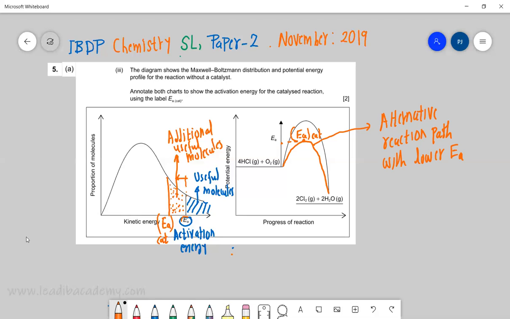Simple. It has taken now a different route. The reaction is the same, but now it has chosen a different route to complete the reaction. And why is it different? Because now it is going to have a lower activation energy. So that is how the reaction speeds up. Extremely simple to understand. Both these diagrams are extremely useful, Maxwell-Boltzmann and the potential energy. Hope this is quite clear and you must have found it interesting.